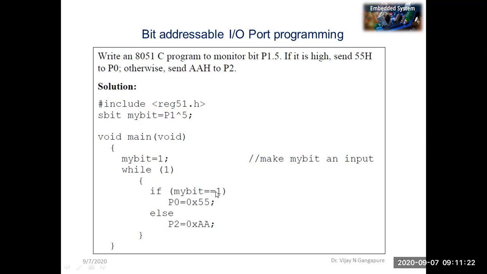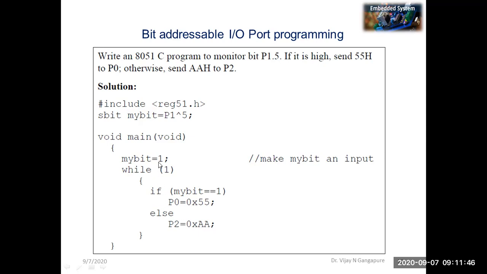So this is a relational expression. mybit equal to 1 means this relational expression will return true if mybit is 1, otherwise it will return false. If mybit is 1, this statement will be executed, and if mybit is not 1, then the else statement will be executed.